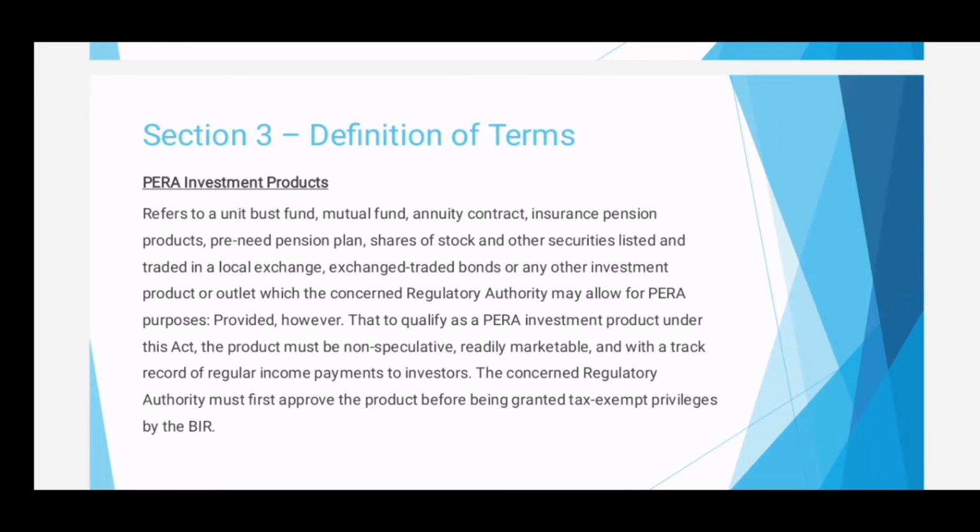PERA investment products refers to a unit investment trust fund, mutual fund, annuity contract, insurance pension products, pre-need pension plan, shares of stocks and other securities listed and traded in the local exchange, exchange-traded bonds, or any other investment product or outlet which the concerned regulatory authority may allow for PERA purposes.